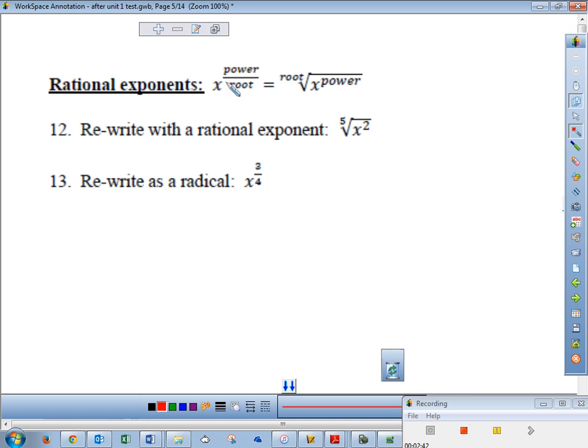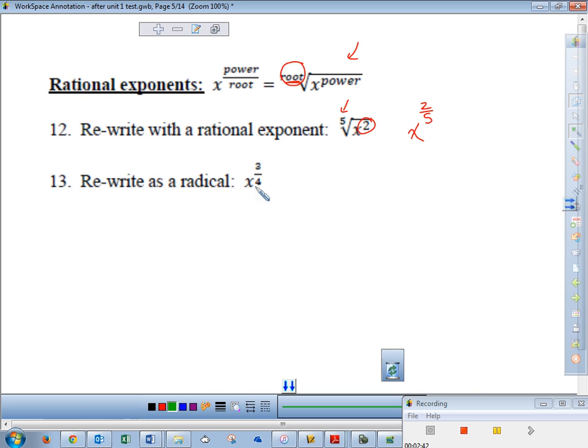Rational exponents, you'll see them written like this. You know, you have your base of x, and it's to the power over root. It can also be written with a radical. This guy right here on your little shelf called your index is the root, and the guy underneath here is the power. So they ask you to rewrite this with a rational exponent. This is a root. This is the power right here. So your base is still x, and if it's power over root, that's x to the 2/5 power.